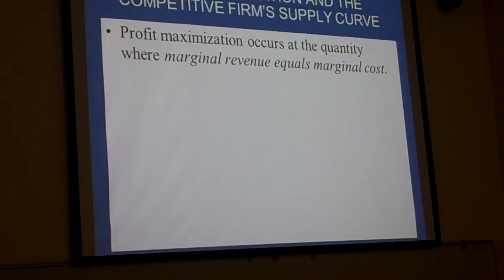And this is an exam question. On the exam, it'll say something like, a competitive firm will produce where price is greater than, price is equal to, price is less than, or price is not relevant to marginal revenue, which is equal to, less than, greater than, or not relevant to the marginal cost. Something along those lines.